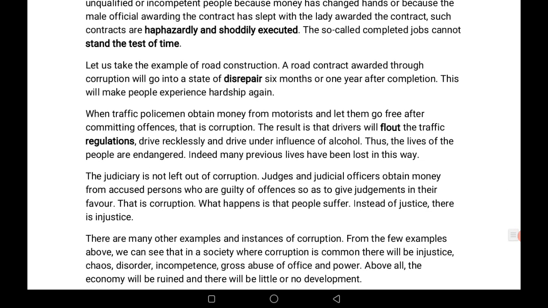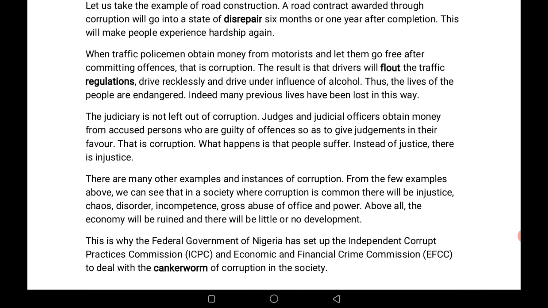Let us take the example of road construction. A road contract awarded through corruption will go into a state of disrepair 6 months or 1 year after completion. This will make people experience hardship again.